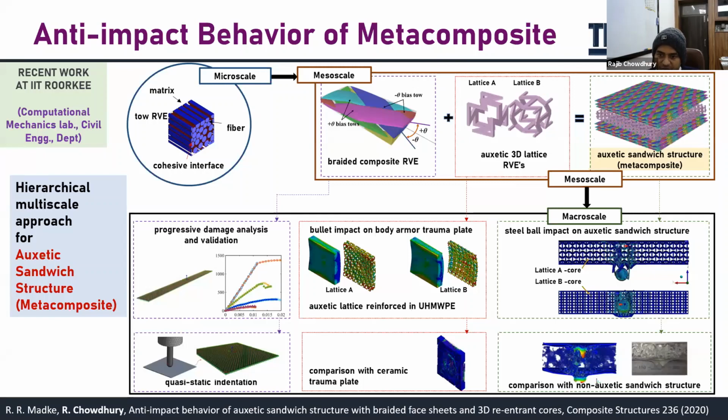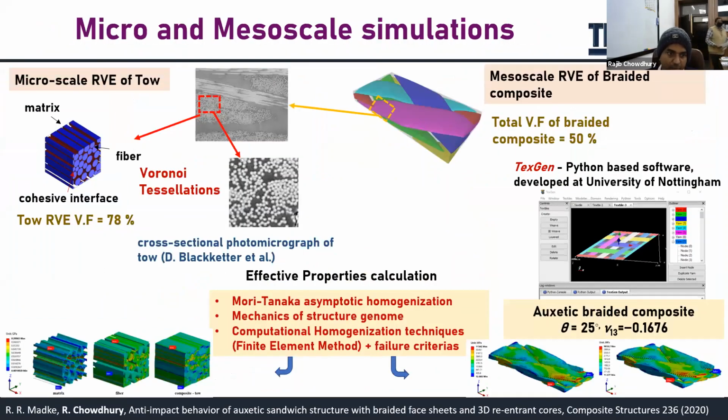Because when we talk about the design and fabrication point of view, this particular structural configuration cannot be readily fabricated. It has to be made with the help of some 3D printing or 4D printing technology. And we also show here how the responses are characterized and accelerated in comparison to conventional metacomposites, right?